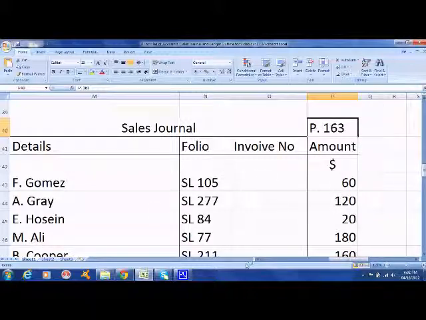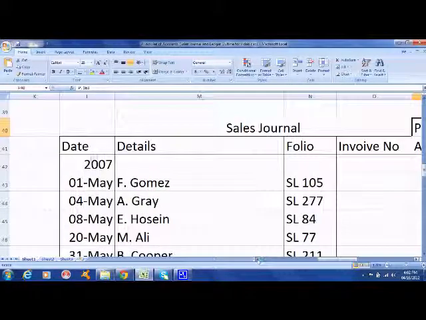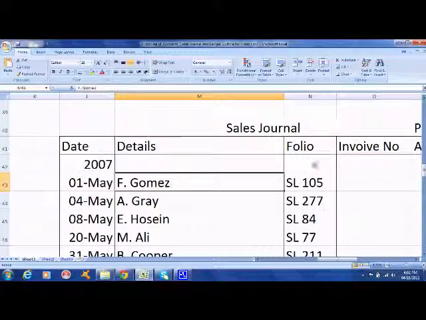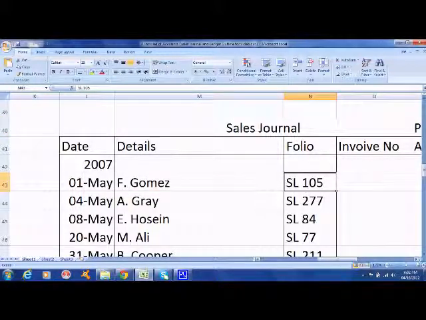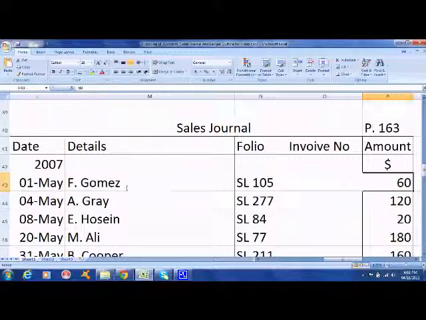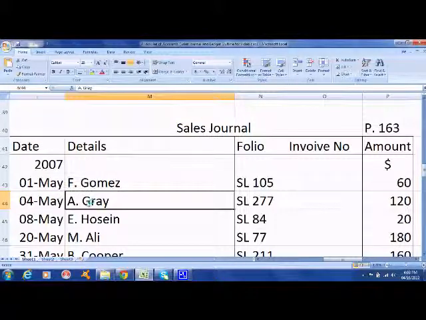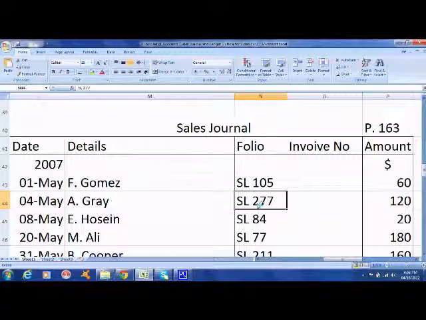And the first one is Mr. F. Gomez, and if you go back to your question paper, you realize that on May 1 it says ledger page 105. So you're going to write F. Gomez, then ledger 105, then you're going to write in 60. Next thing, May 4, A. Gray, ledger 277, because it is ledger page 277. You're going to get 120.